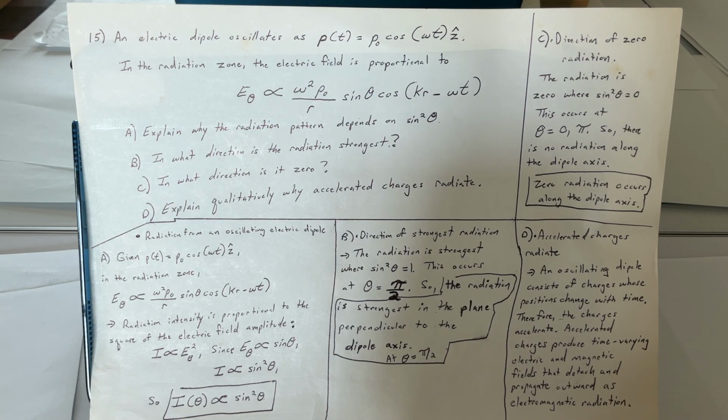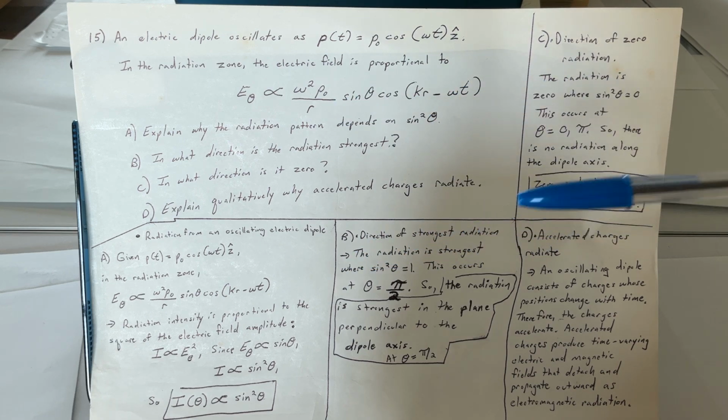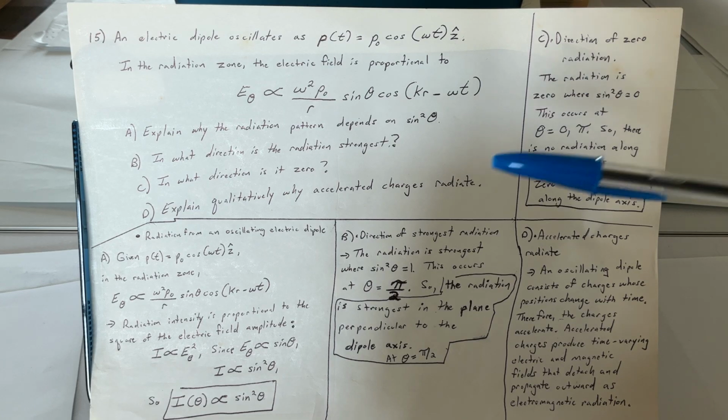In what direction is the radiation strongest? We dealt with the radiation pattern in part A. Part B, direction of the strongest radiation. Well, the radiation is strongest where sine squared theta equals 1, and this occurs at theta equals pi over 2. So the radiation is strongest in the plane perpendicular to the dipole axis, at theta equals pi over 2.